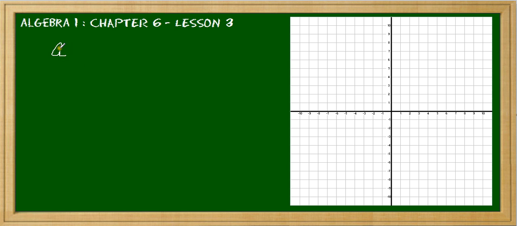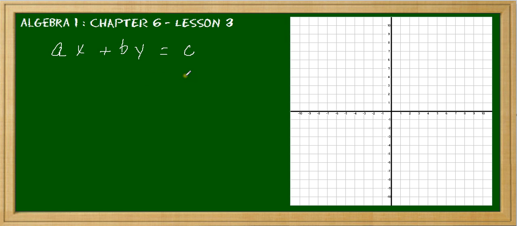We have ax plus by is equal to c. Now, if we were to look at equations that are written differently, we can always put them into this form. And that's what we're going to do with the example below.